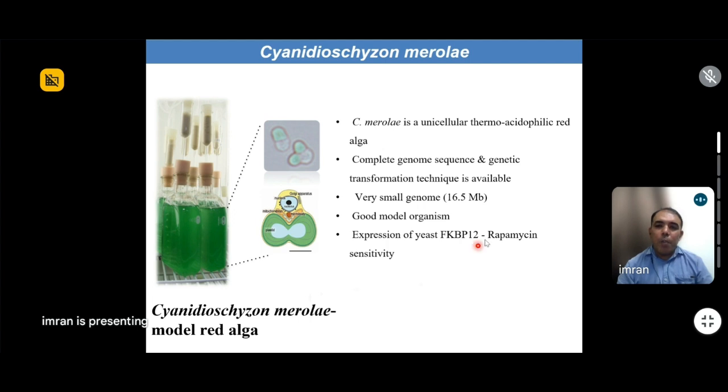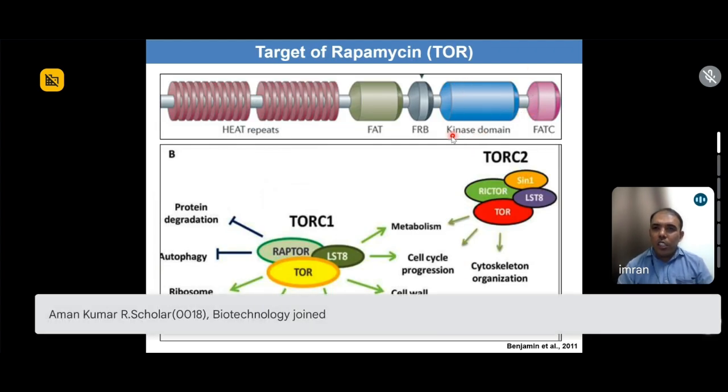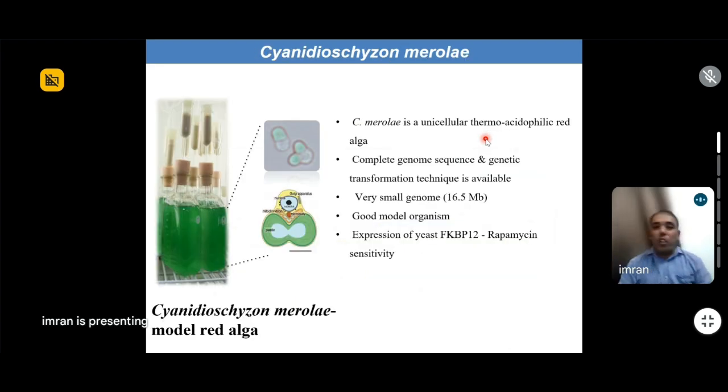One of the problems is that the structure of the FKBP12 protein of most plants and algae is different from that of yeast and mammals. So this FKBP12 protein is unable to form a complex with rapamycin, and when this protein forms a complex with rapamycin, it inhibits the kinase domain. Because the structure is different in plants and algae, the people working on TOR signaling in plants and algae generally need to express the yeast FKBP protein or the mammalian FKBP protein in their system.